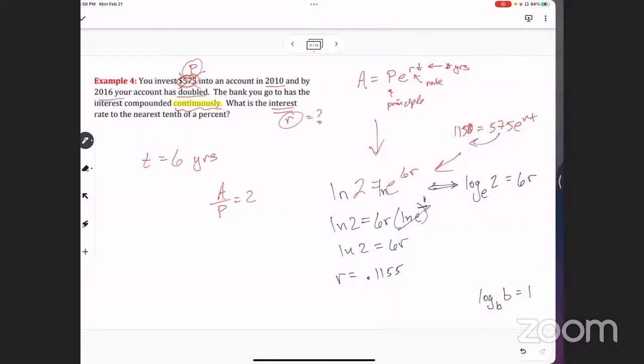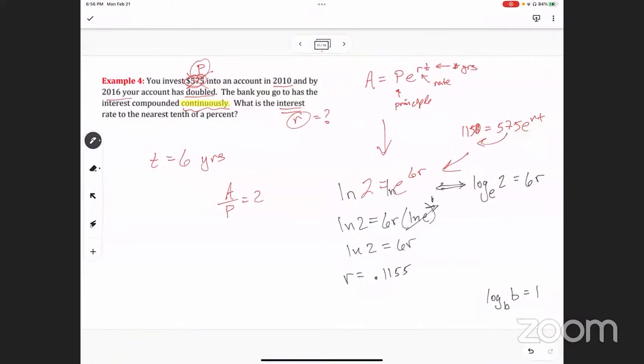So how do I convert this to a percent? Would it be 12%? They want the nearest tenth. So I write 11.6%. Because you remember how for a percent, you just move the decimal place over 2. And there you have it.